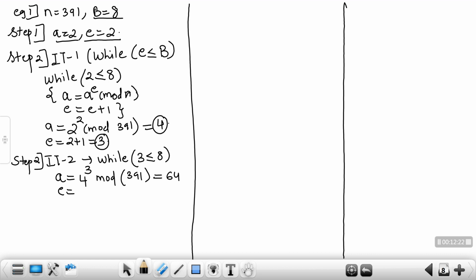Now E will be equal to E plus 1. What is the value of E now? 3. So 3 plus 1 will be equal to 4. So the new value of E is nothing but 4 now. Okay. So I go again to step number 3.